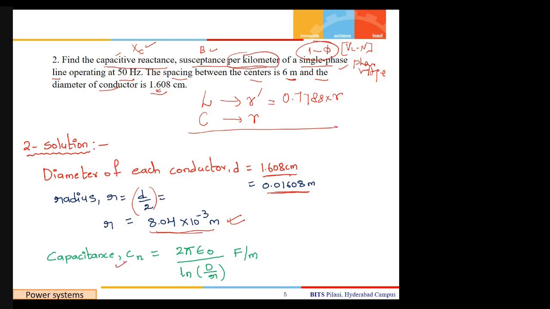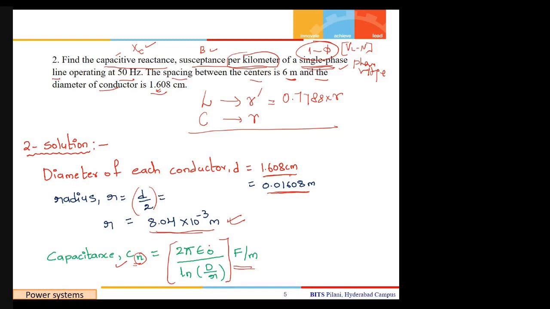The capacitance formula with respect to neutral. Now here we have a single phase system, so with respect to neutral we have to calculate. So it is 2 pi epsilon 0 divided by ln of d by r. Again, d by r stands for the GMD by GMR. The unit is in farad per meter, because we are calculating all the units per kilometer of the transmission line.